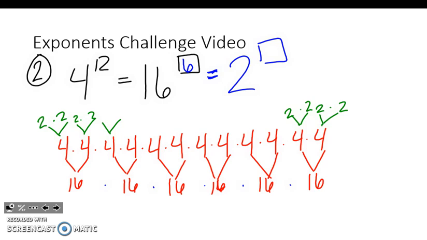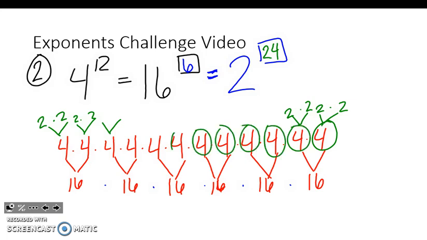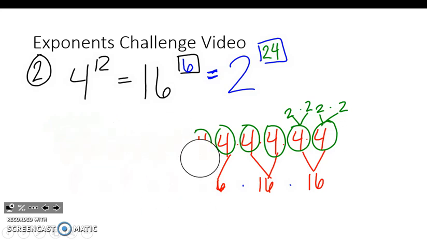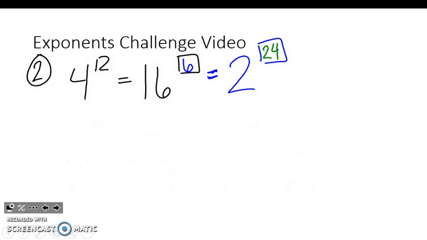All right, so those 12 4s broken apart into 2s would be 2 to the 24th power, because each one would give me 2. So 2, 4, 6, 8, 10, 12, 14, 16, 18, 20, 22, and 24. Okay, so we're just trying to find equivalent exponents to go with these problems.